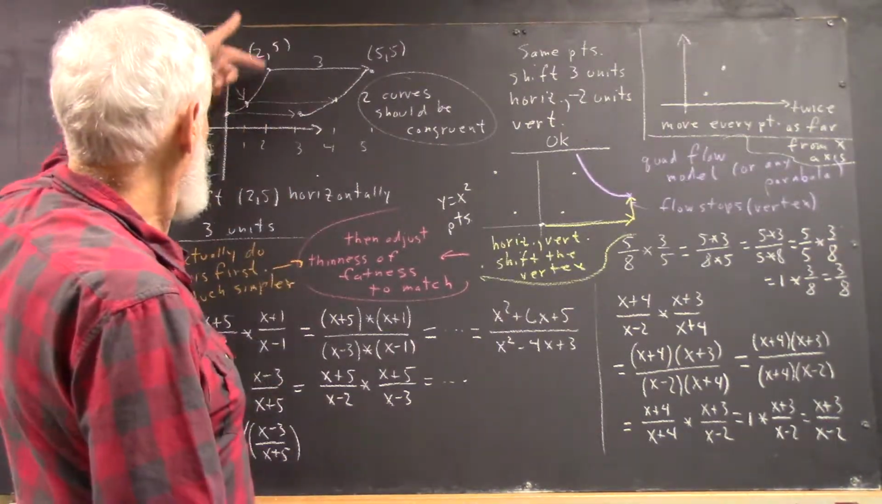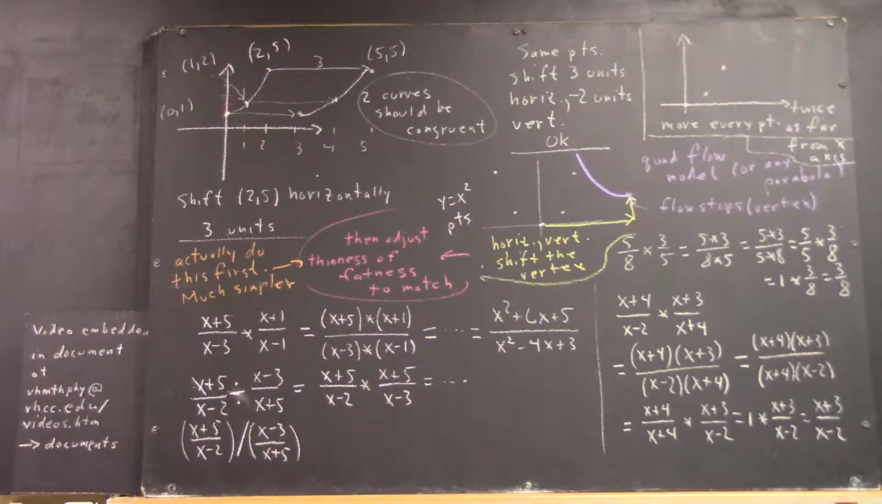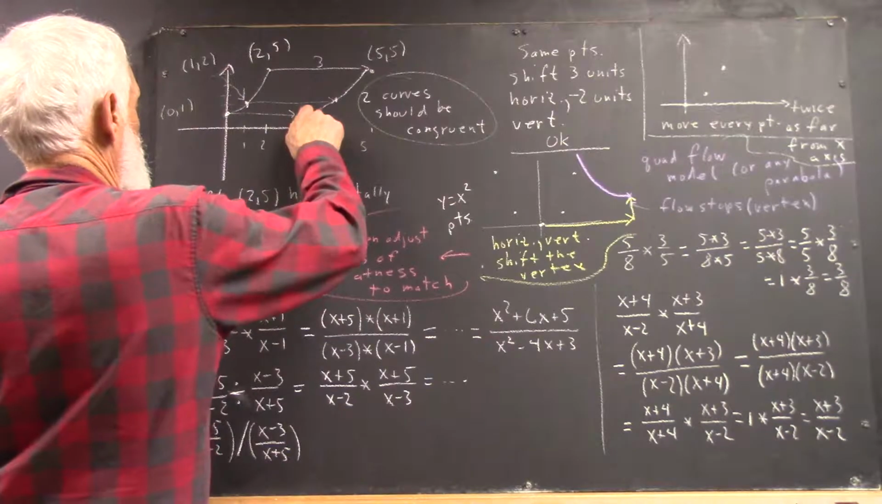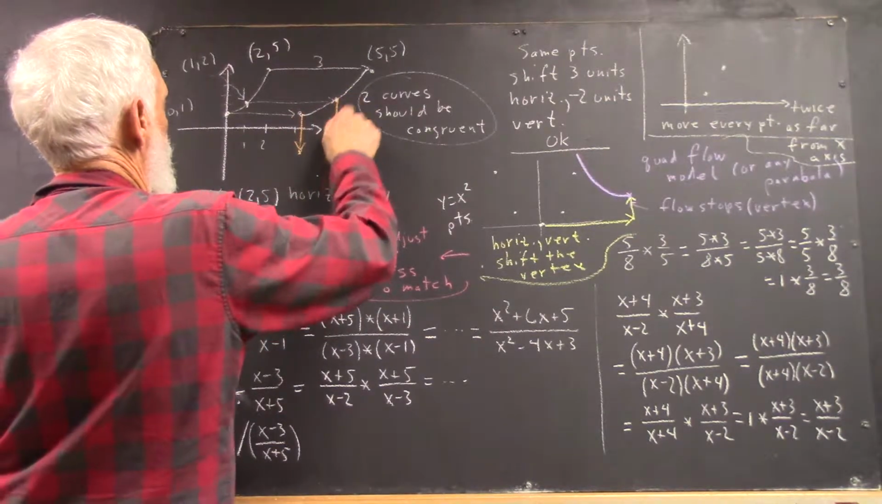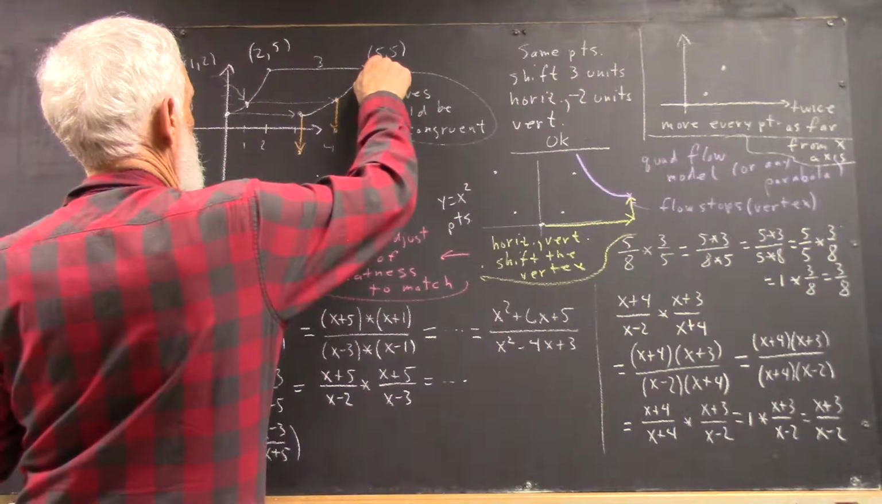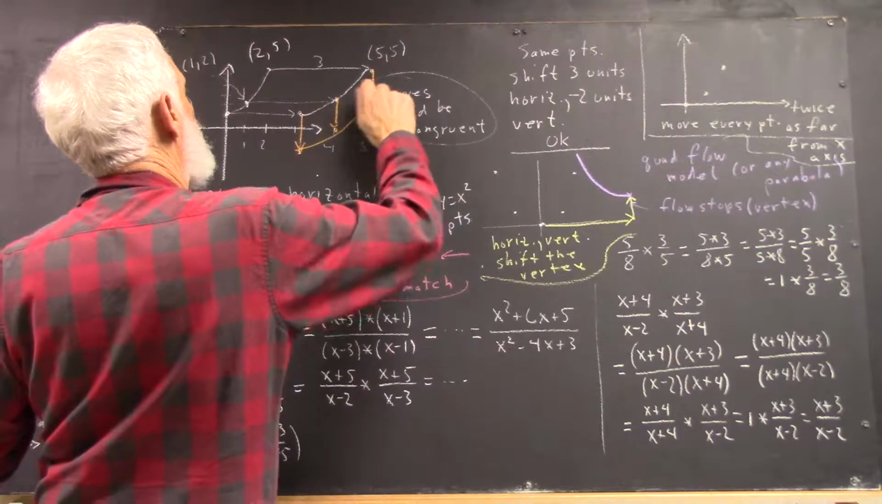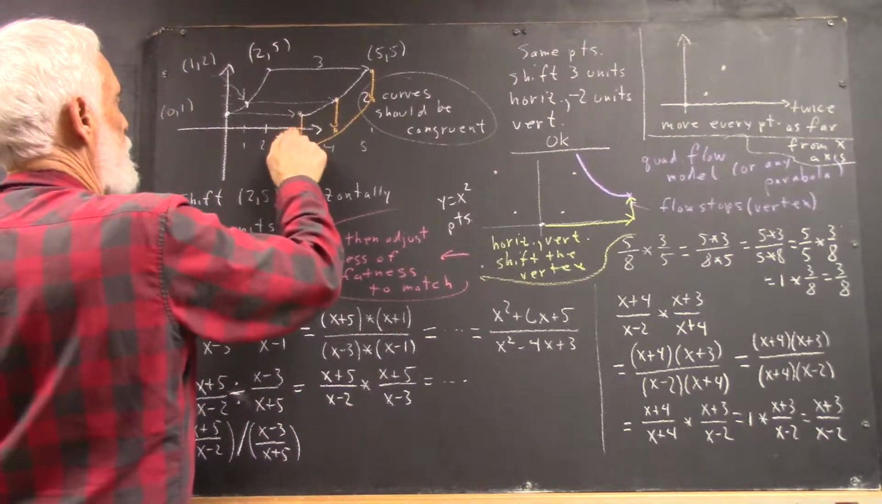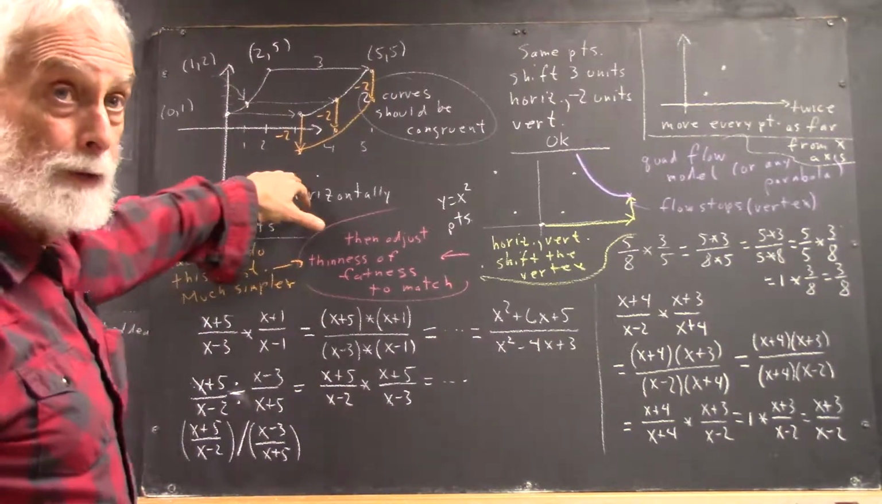But, okay, if we start with these 3, well, we move them over here. And then, what are we going to do? Then we're going to move them down 2 units. And they're going to be like here. And I'll indicate it like this, and I think everybody understood that.